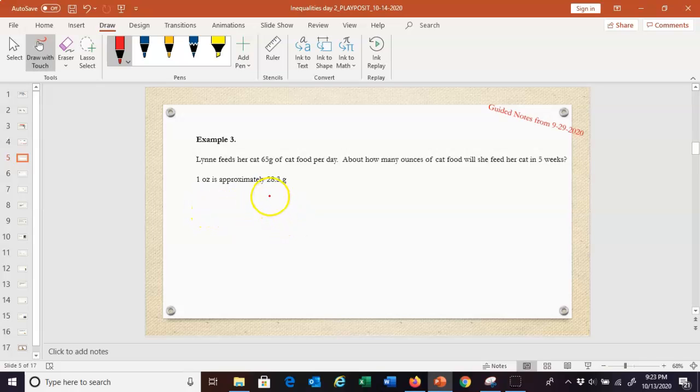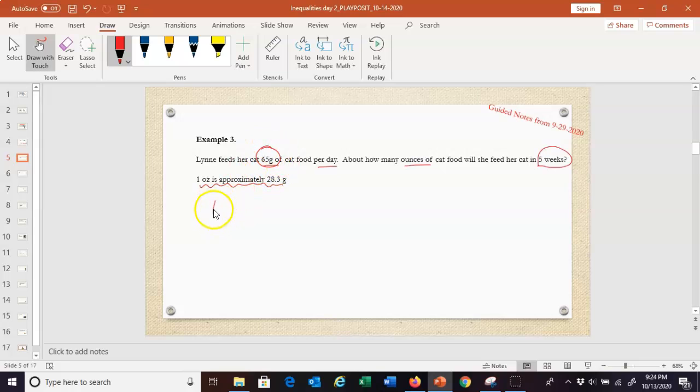It tells us that Lynn feeds her cat 65 grams of food per day. How many ounces of cat food will she feed her cat in 5 weeks? And it gives us this nice conversion here. It doesn't expect you to know how many grams are in an ounce. So I like to always start with what I'm given.